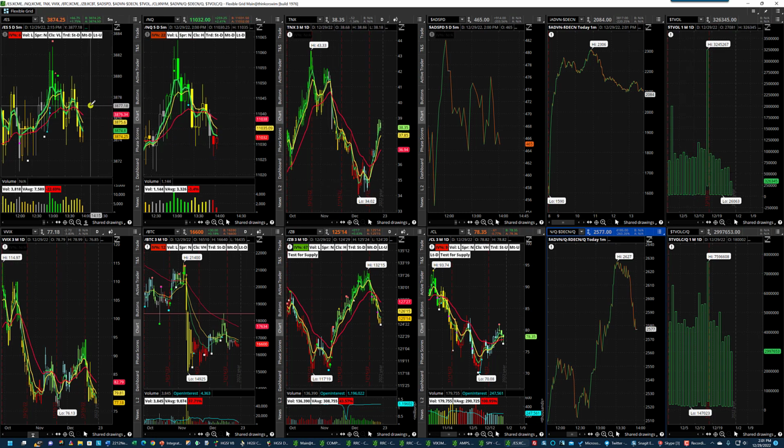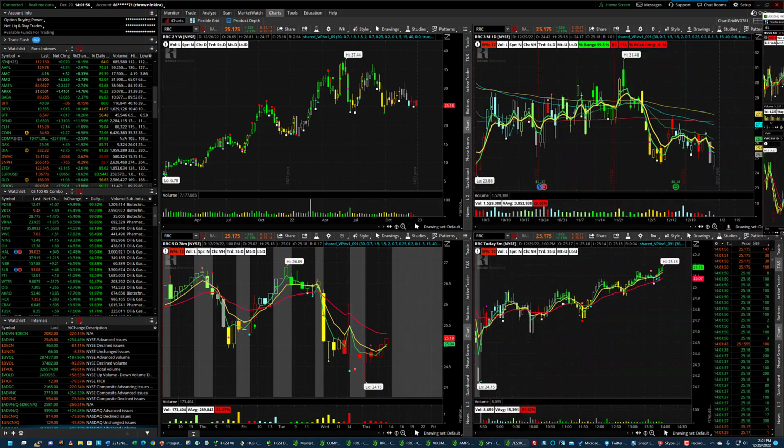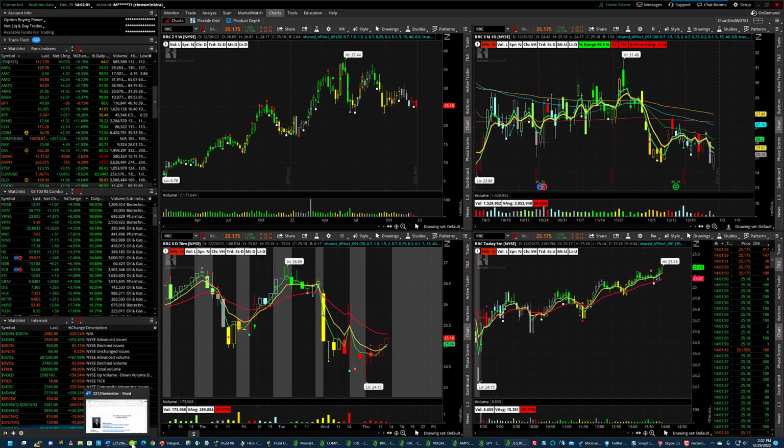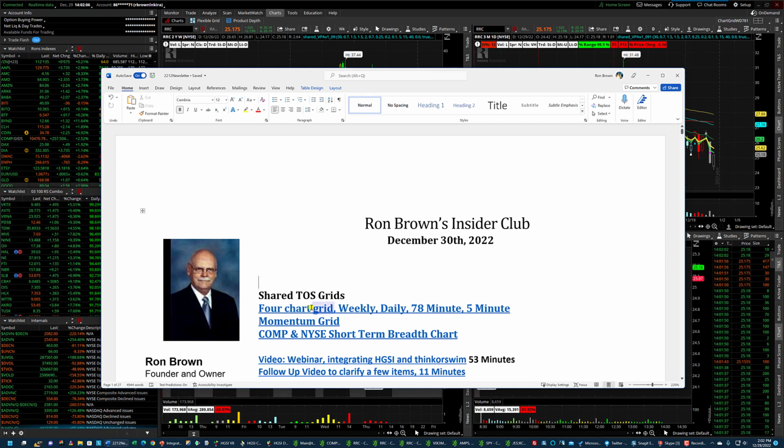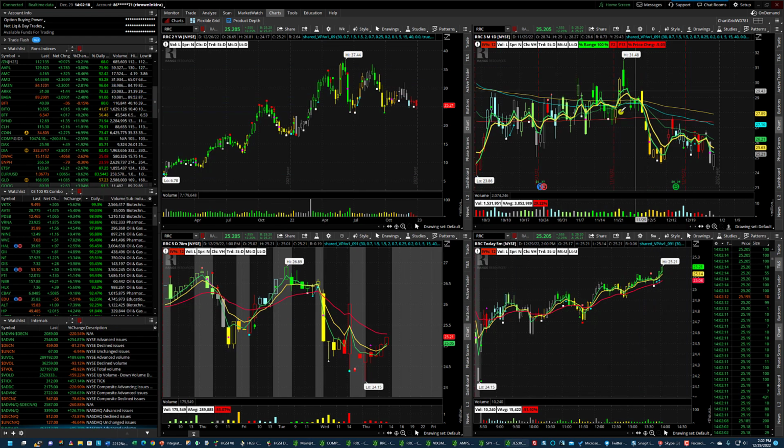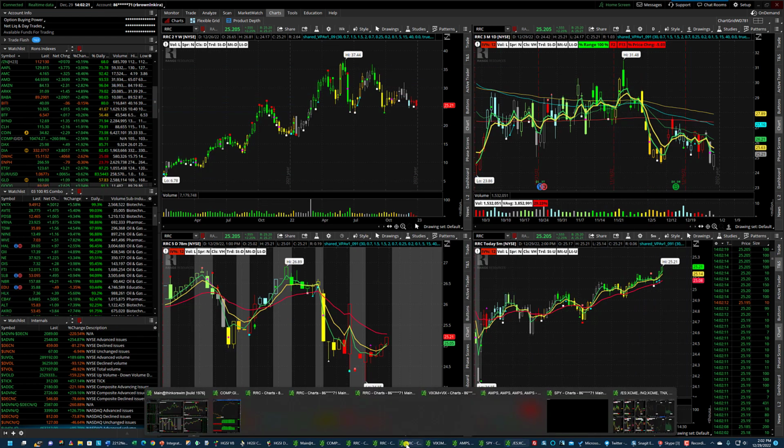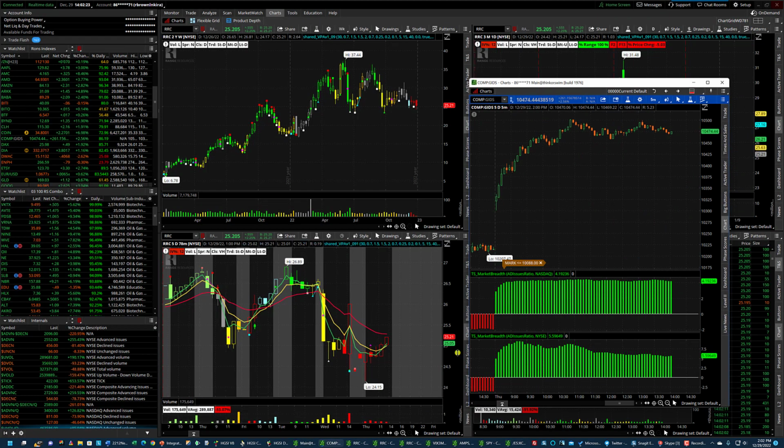But I just like to set this up in another monitor off to the side, and then I can get a feel for the breadth of the market. Now I'm going to share that one with you. Let me bring, if I can find it. Okay, the 4-grid chart, that's what I showed you here. This is the momentum grid, and I'm going to share one more with you. It's the composite and the NYSE short-term breadth chart. And let me see if I can locate that. Here it is right here.